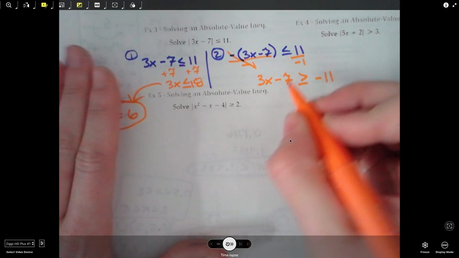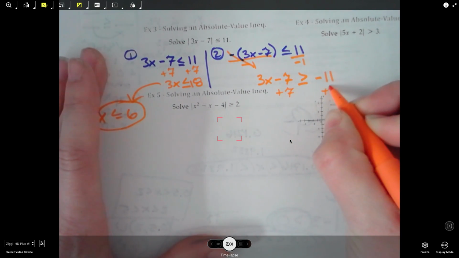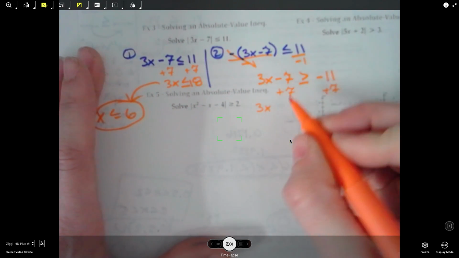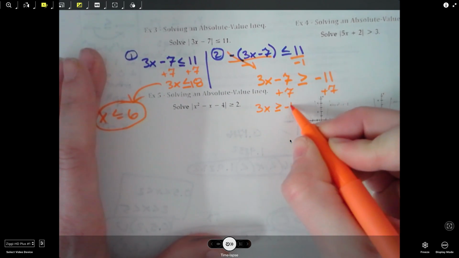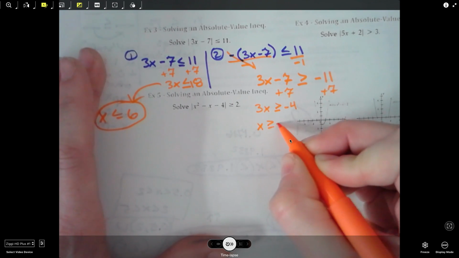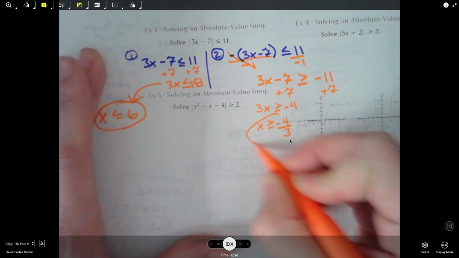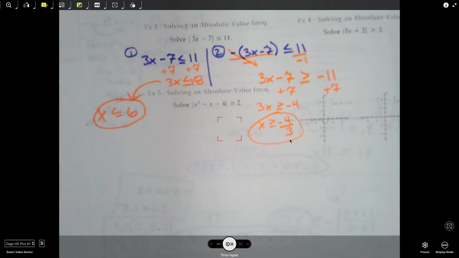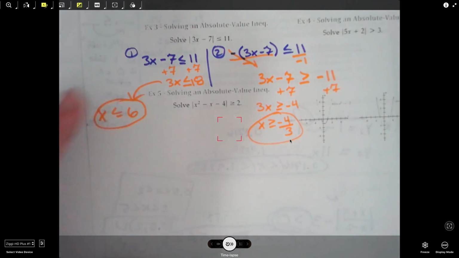Then you're still going to add 7. 3x, I write way too big. 3x is greater than or equal to -4, and x is greater than or equal to -4/3, okay? Now, can it be greater than or equal to -4/3 and less than 6 at the same time? Can we write those 2 pieces together? If you can't think of it, go ahead and put it on a number line.